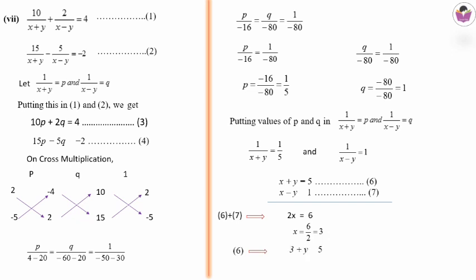Substitute again to get the value of y. I am taking equation number 6, where the value of x is 3: 3 plus y is equal to 5, then y is equal to 5 minus 3, then finally y is equal to 2. So we have got the value of x as 3 and the value of y as 2.